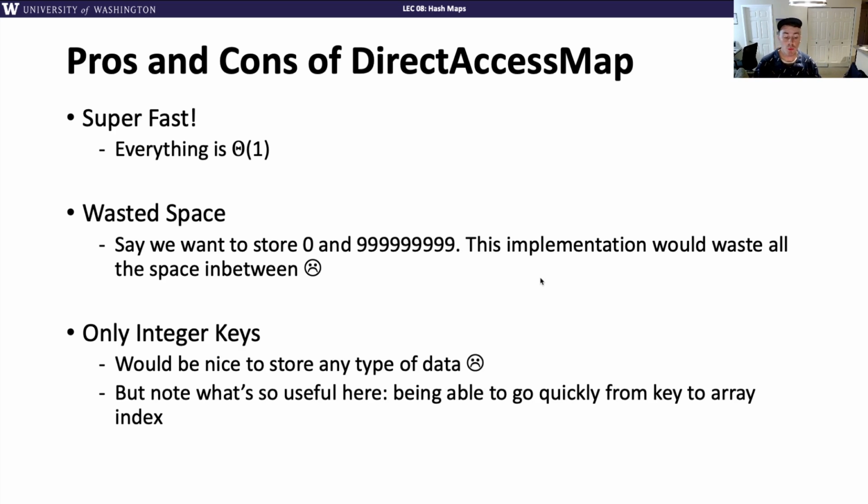So one pro that we just highlighted was that everything was super fast. Everything was constant time, which is exactly right. Unfortunately, there are a couple cons here. The first is, in order for this to work, we're going to have a spot in our array for every possible integer key. So if we want to store keys between 0 and 999999999, that is going to be a really big array that we're going to have to store in memory. So that would waste all of the space between all the values in our data structure because we're going to need to have a spot for every possible key.